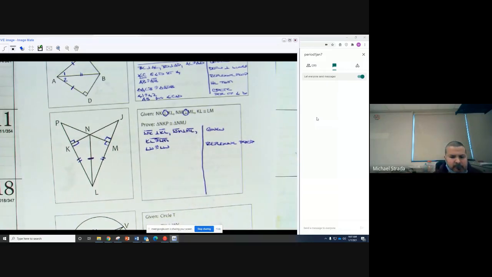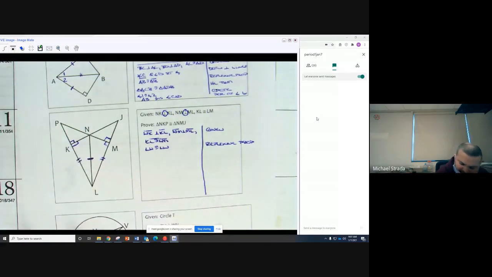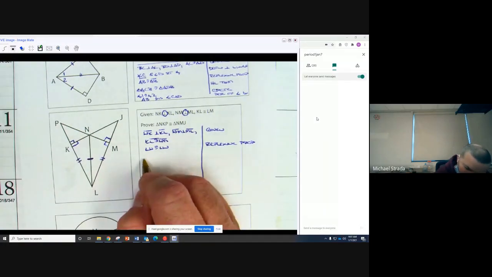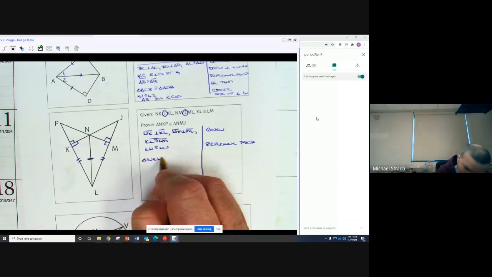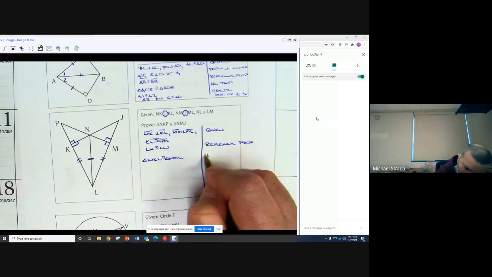All right. Okay. So there's the right angle, there's the hypotenuse, there's the leg that allows me to say the triangles are congruent. The triangle NKL is congruent to triangle NML by hypotenuse leg theorem.